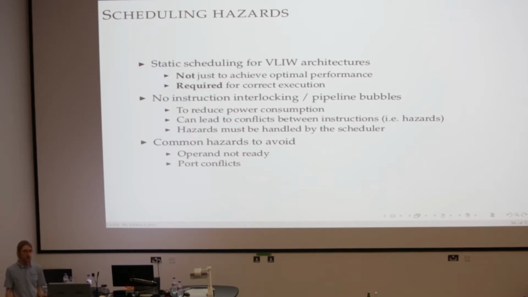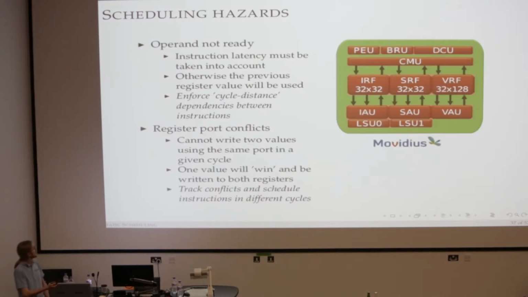So we'll present two common kinds of hazards that you have to handle. The first one we can call operand not ready, or really a read-after-write hazard. If you have two instructions, one instruction has maybe quite high latency and produces the value, and the second instruction consumes the value, you have to make sure that the result is ready by the time you want to use it. Otherwise, you'll just get the previous value from your registers. So that's why the scheduler has to enforce delays between instructions.